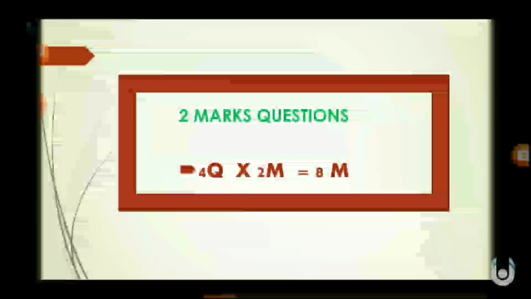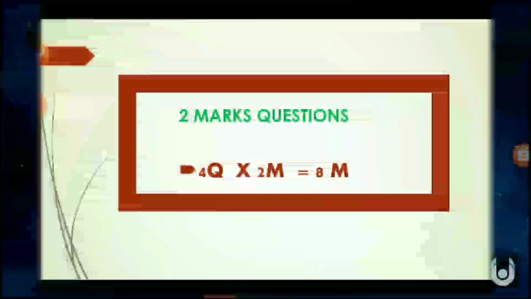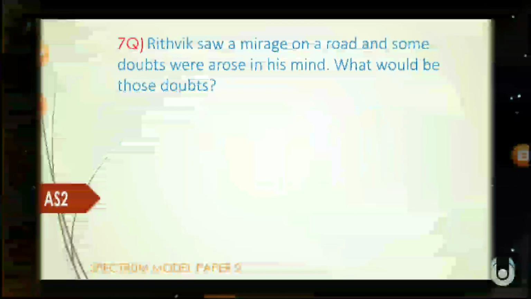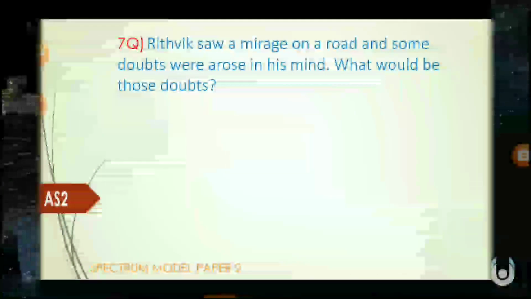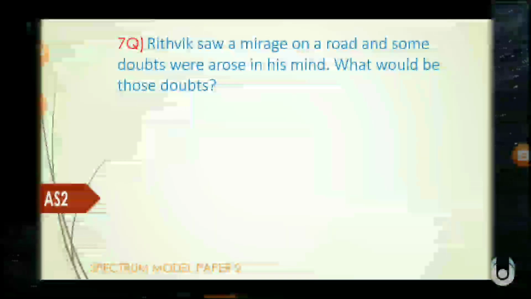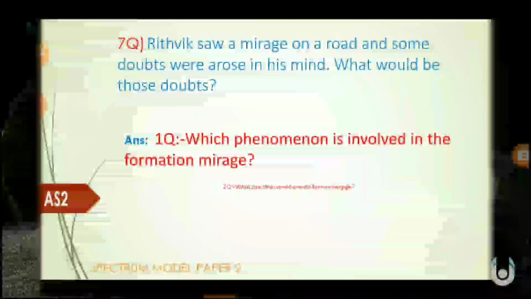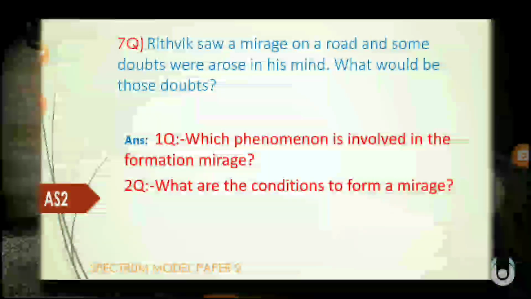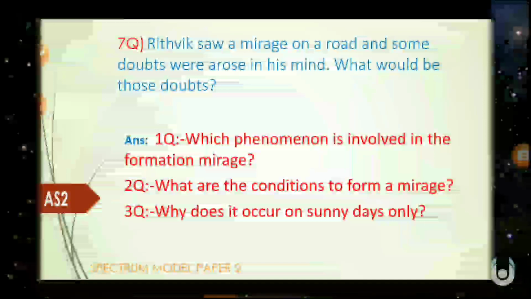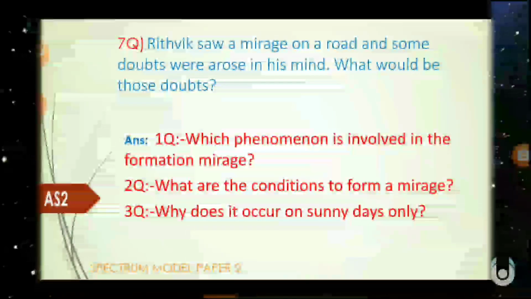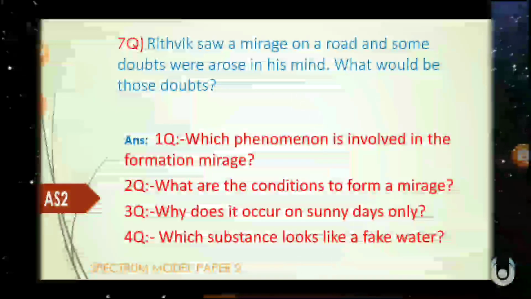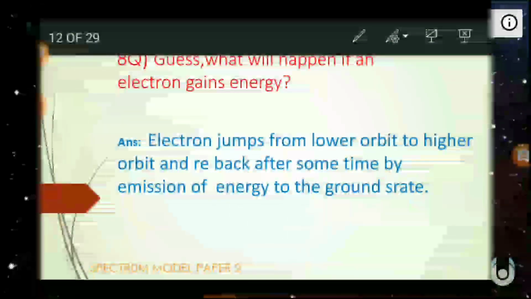4 questions at the rate of 2 marks give rise to 8 marks. This is an AS2 question. 7th question. Ritvik saw a mirage on a road and some doubts arose in his mind. What would be those doubts? First question. Which phenomenon is involved in the formation of a mirage? Second question. What are the conditions to form a mirage? Third question. Why does it occur on sunny days only? Fourth question. Which substance looks like fake water in a mirage?